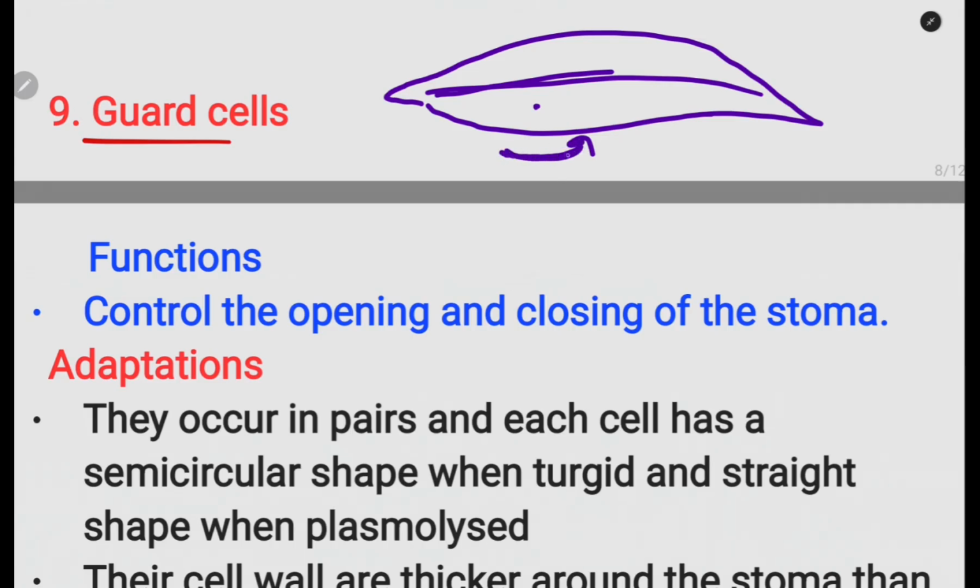The guard cells form what we call the stomata, which are just openings that allow water to leave, and also carbon dioxide to enter and oxygen to diffuse out. Okay, so the function is to control the opening and the closing of the stomata. Although this process of opening and closing of the stomata is quite complex, we are going to go the simple way. So control the opening and the closing of the stomata.